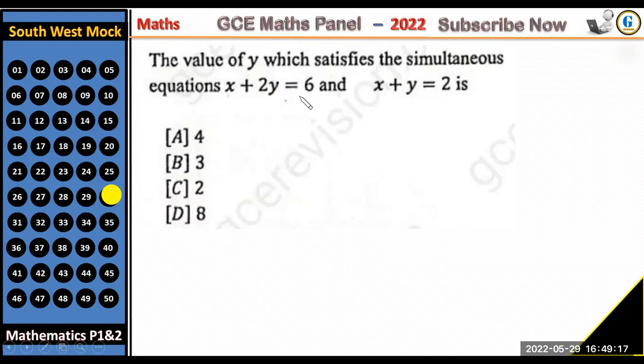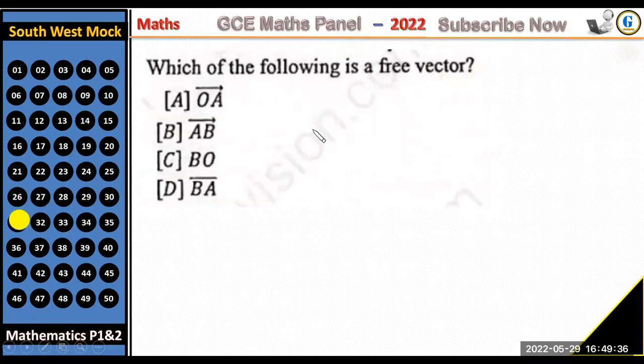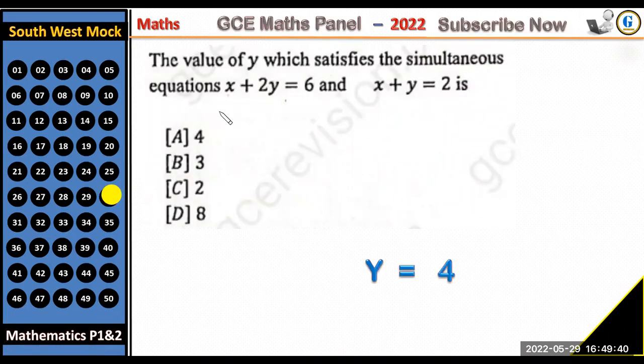Here we can solve for y directly. If you call this first one equation 1 and the second equation 2, equation 1 minus equation 2 gives us the answer directly, right? x minus x is 0, 2y minus 1y is 1y, 6 minus 2 is 4. So our key here is 4.